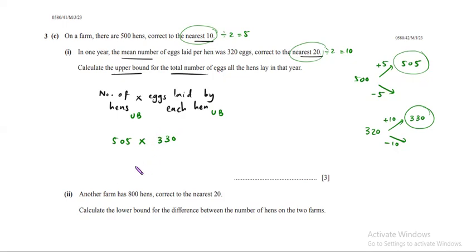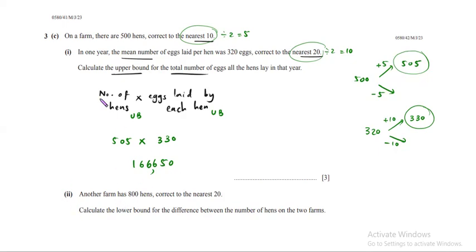So then when we multiply these two, we get 166,650. That is 166,650 eggs. This is the total number of eggs the hens lay in that year. And this is the upper bound value.